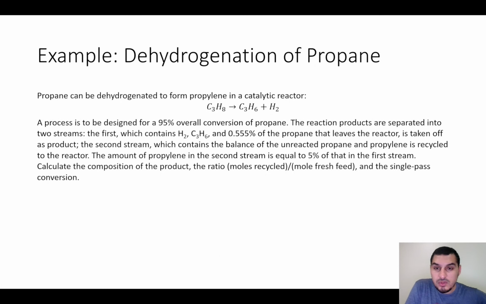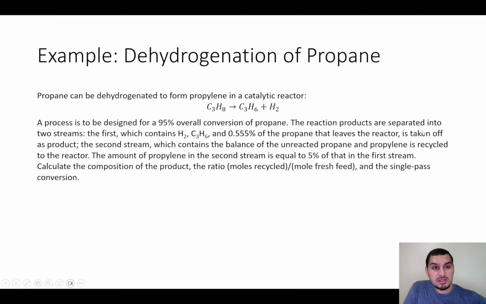Hello everybody. So now we are going to solve this example here, which is about propane dehydrogenation. In this case, propane is dehydrogenated, producing propylene and hydrogen, and this process is designed so that we have 95% overall conversion of propane. It's not the single pass. It's clearly mentioned that it's the overall conversion.